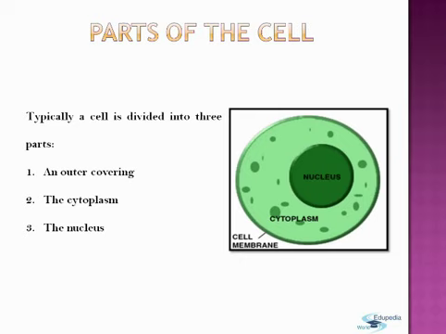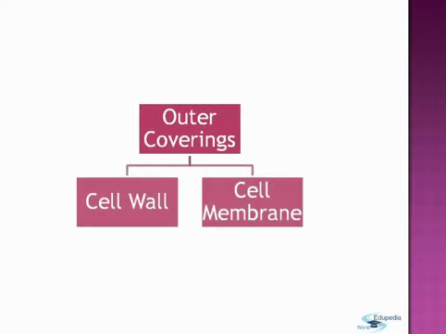Now this outer covering is a very important part of the cell, as this outer covering not only protects the cell, but it also marks the boundary of the cell in the similar manner as our house marks our boundary. We can say this is our region, where no trespasser can enter without our permission. That is the function of the outer covering. It not only maintains the entry and exit of the cell, but it also helps to maintain the identity of the cell. These outer coverings can be of two types: the cell wall and the cell membrane.